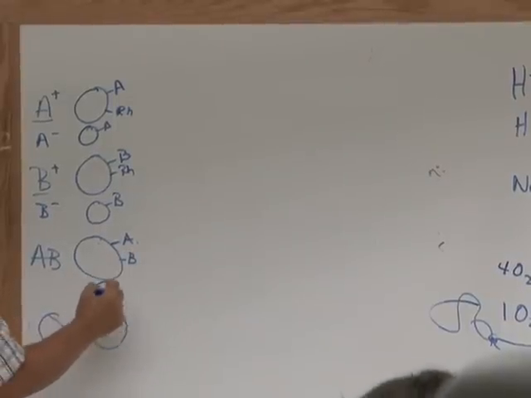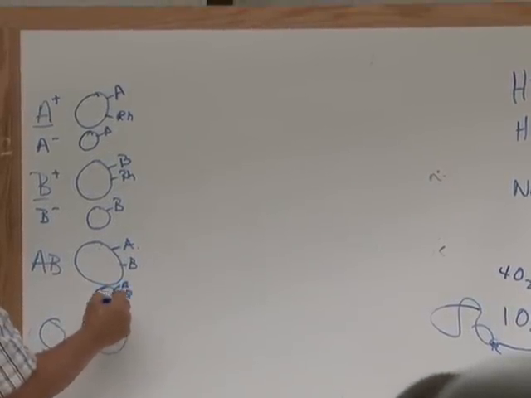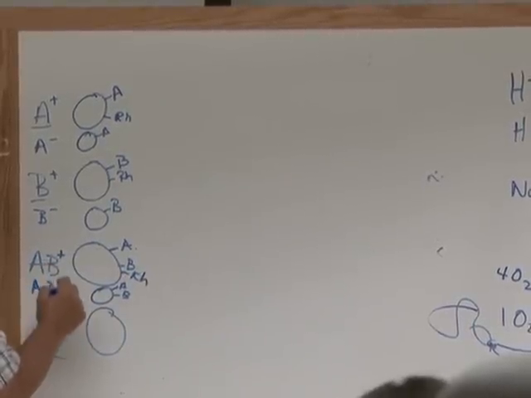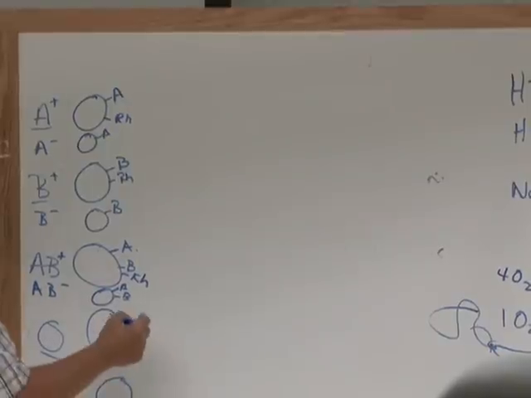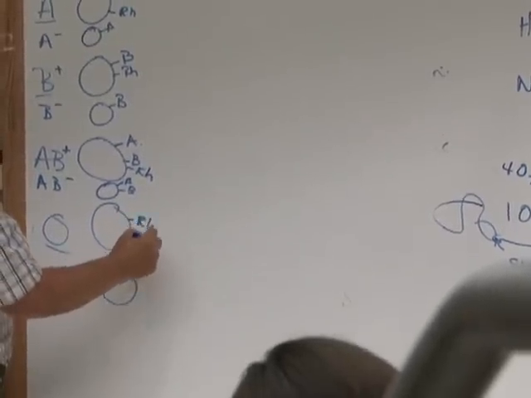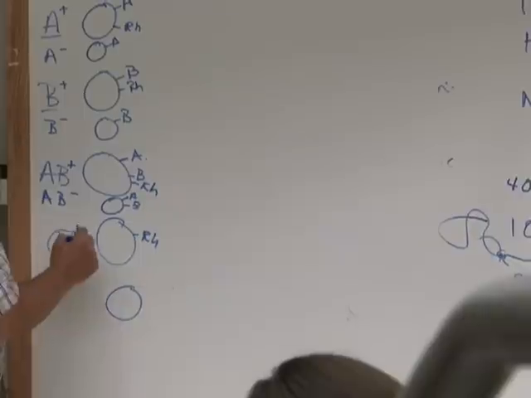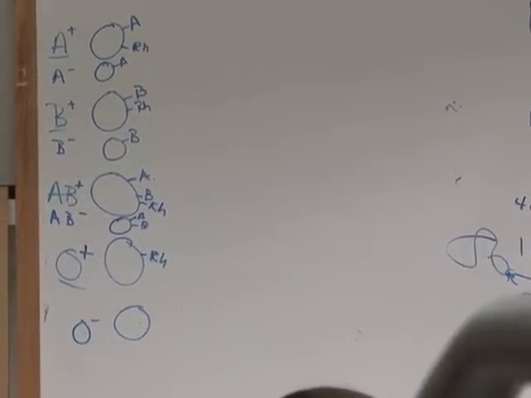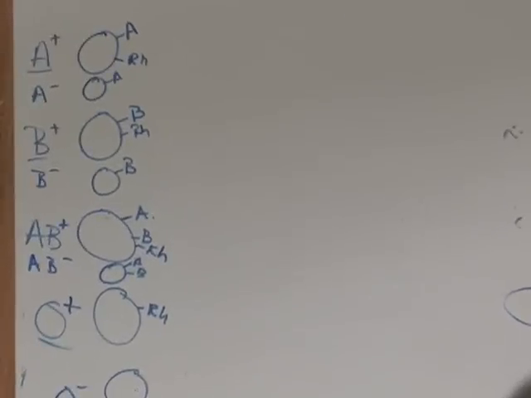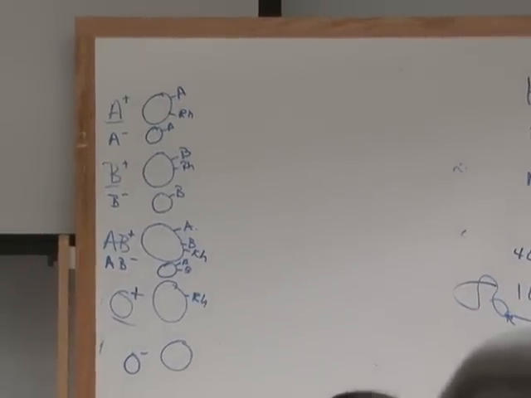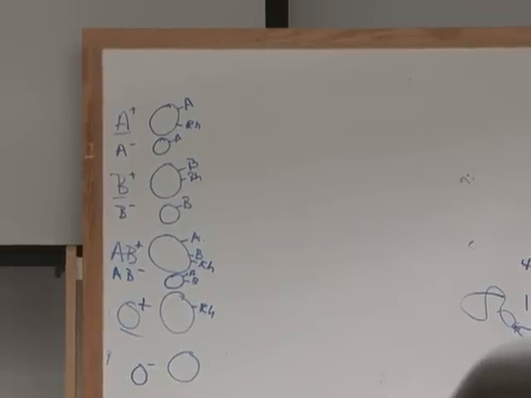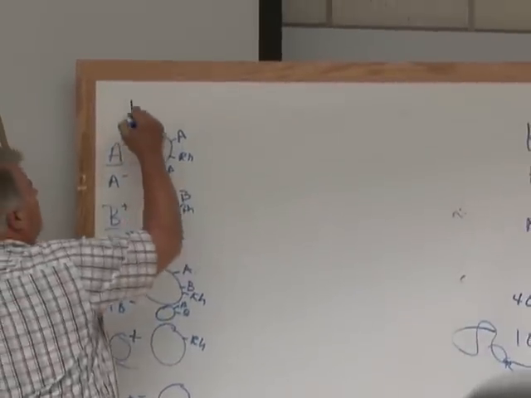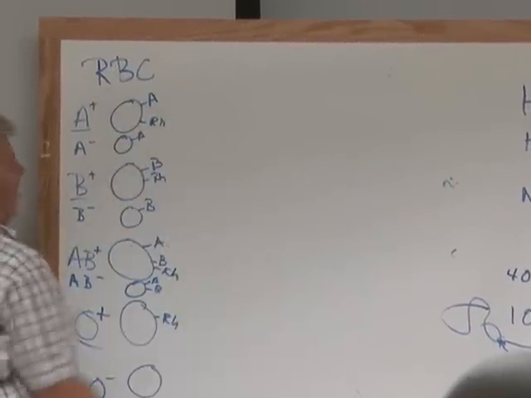Then we have somebody with both A and B who have a third one, which would be the RH. So then we can have AB positive and AB negative. We can have people with O that have the RH factor or lack the RH factor. So O positive or O negative. So we end up with a number of different cell identifiers that allow us to type blood and cross-type blood. So it's pretty fascinating. So these are the RBCs themselves, the red blood cells.